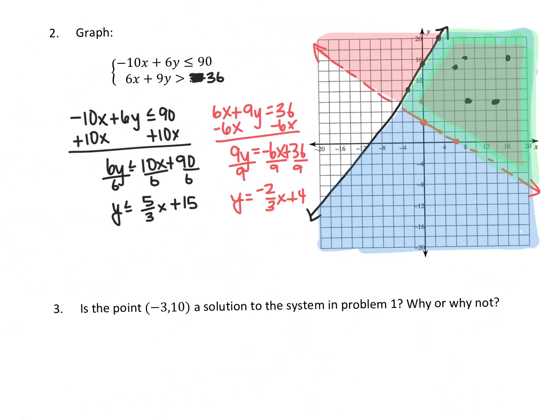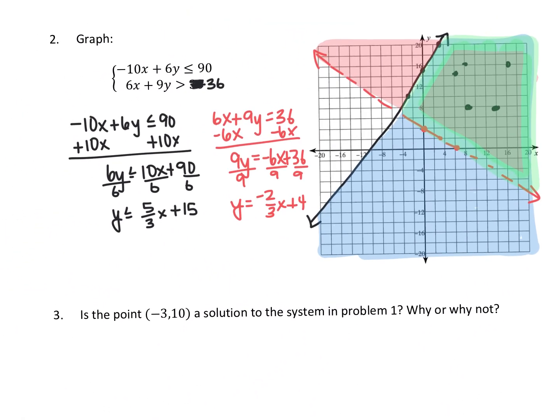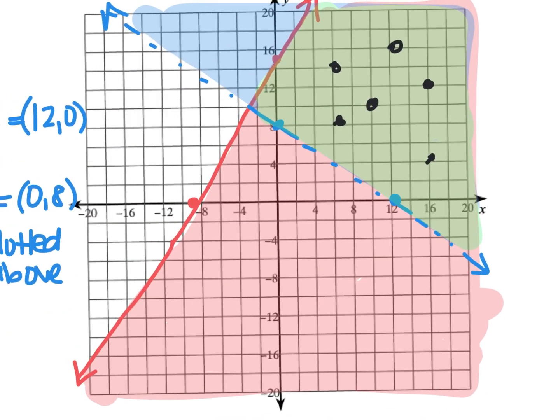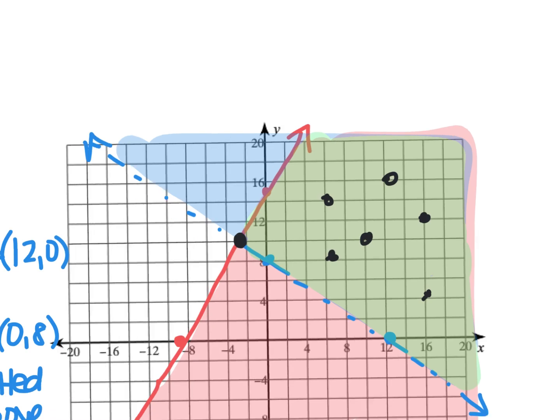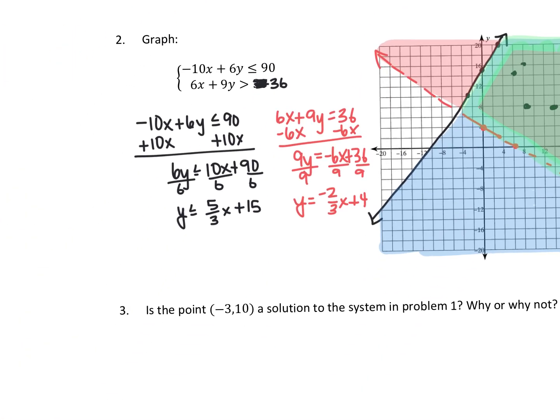Number 3 asks a question, is the point -3, 10 a solution to the system in problem number 1? So we're going to graph it and see if it's in the double shaded region. So -3, 10 is located right here where the two inequality boundary lines cross. And I'm going to say no, this is not a solution to the system, because even though one of the lines is solid, the other one is dotted, and it has to satisfy both inequalities in order to be a solution to the system.